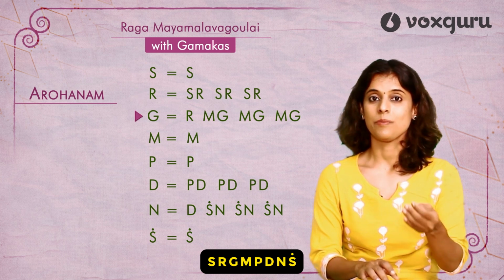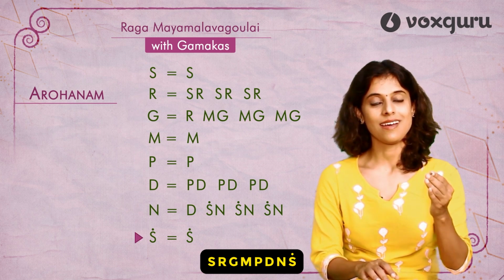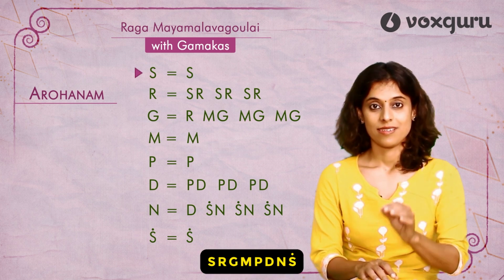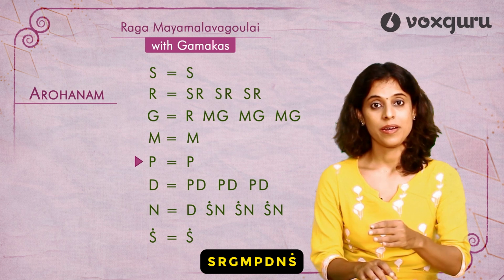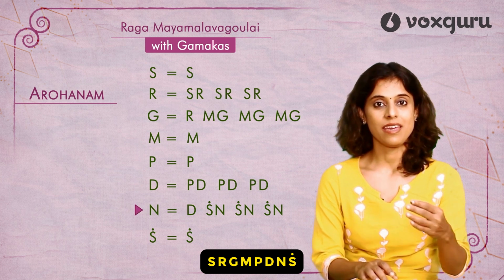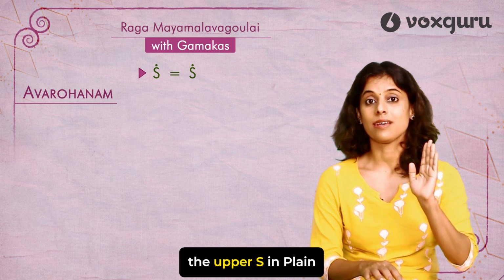Sa Ri Ga Ma, Pa Da Ni Sa. Once again. Sa Ri Ga Ma, Pa Da Ni Sa. And now coming to the Avarohanam, the upper Sa is plain.